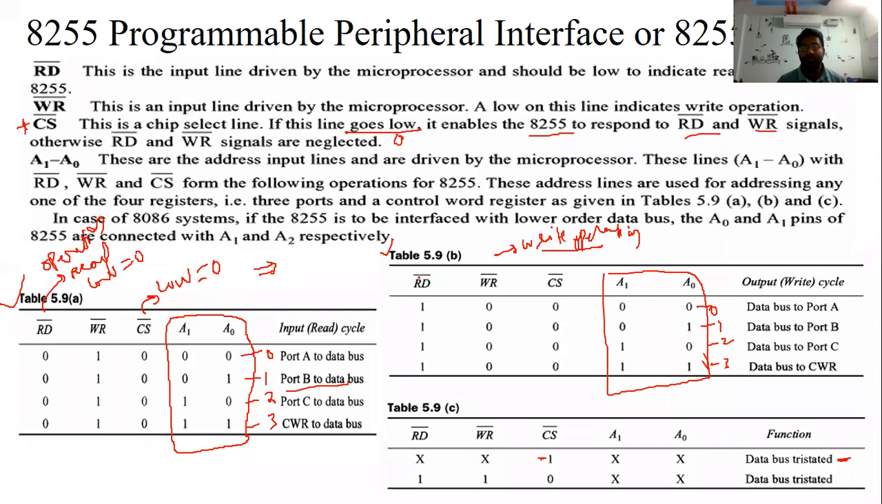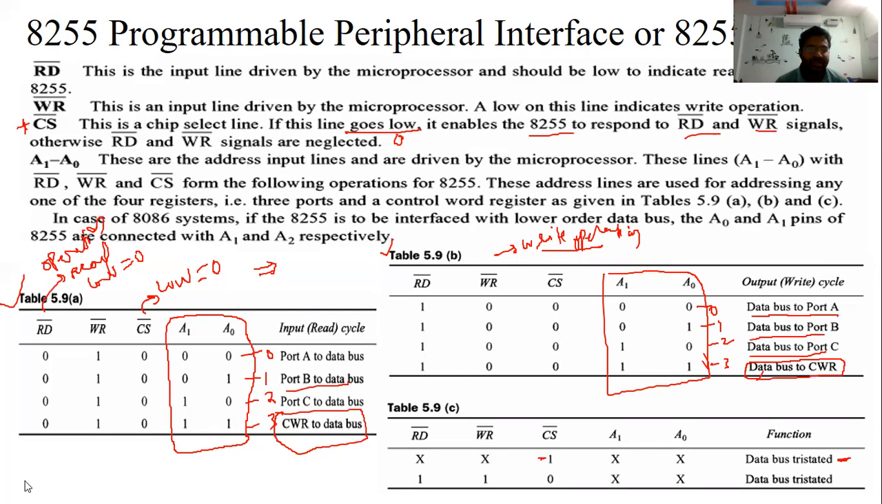But you must know that in this table you have the pins like RD bar, WR bar, CS bar, A1 and A0. Now when this is equal to 0, data bus to port A. Again, this is 1, data bus to port B. This is 2, data bus to port C. This is 3, data bus to the CWR.